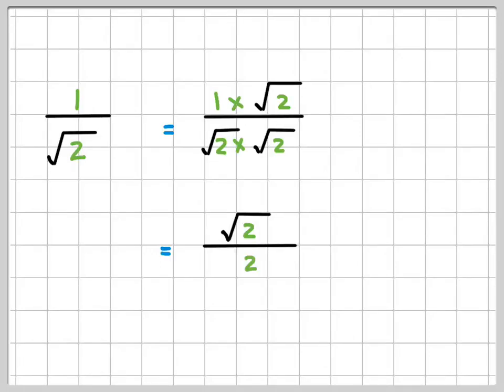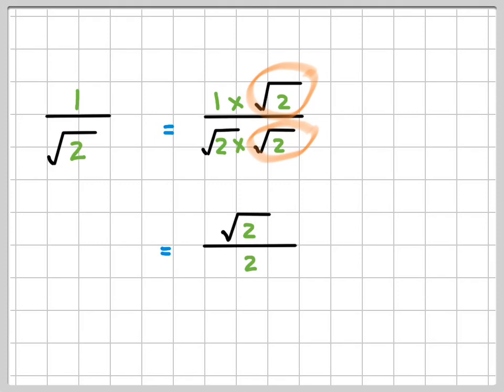Okay, algebra is all about simplifying. So let us learn how to simplify roots and surds when we find them in fractions. It's never good to have a surd or a root sitting in the denominator. We need to get rid of it. And the best way to get rid of it is to multiply the denominator and the numerator by the surd that we find in the denominator.